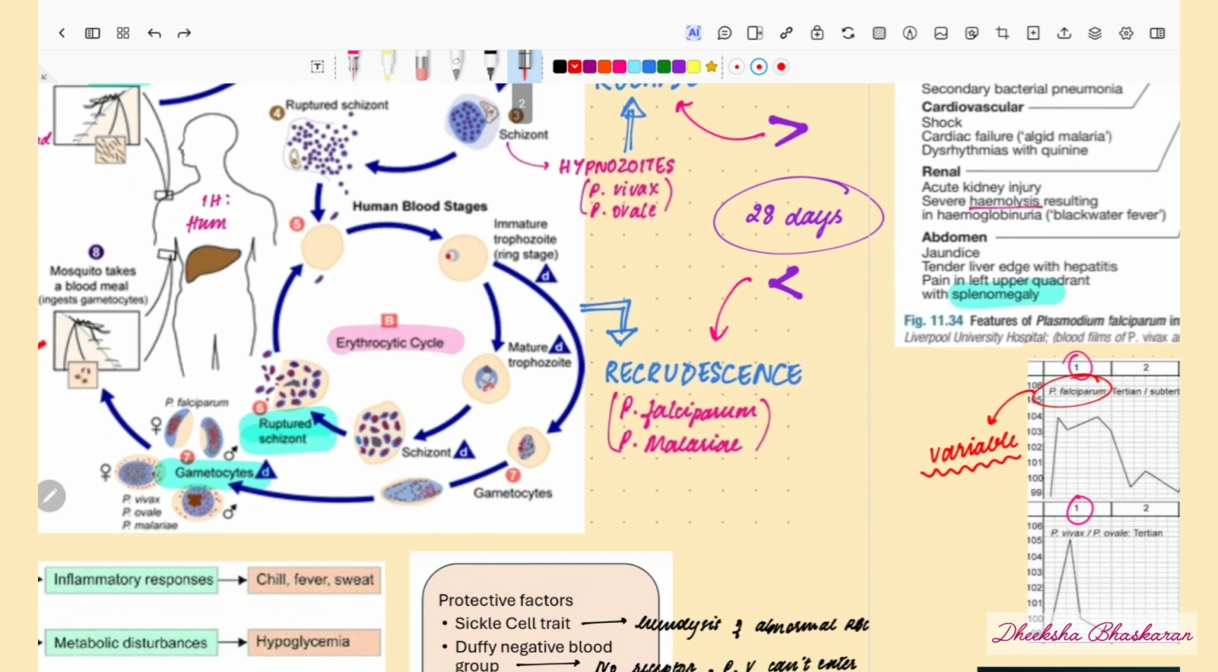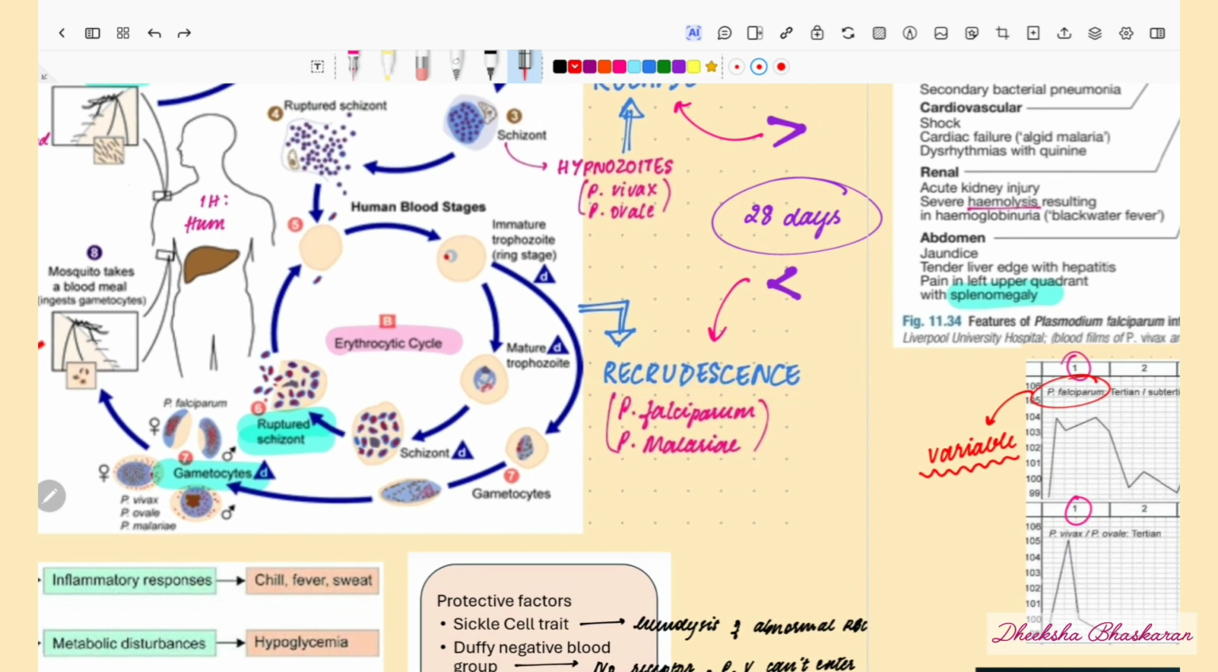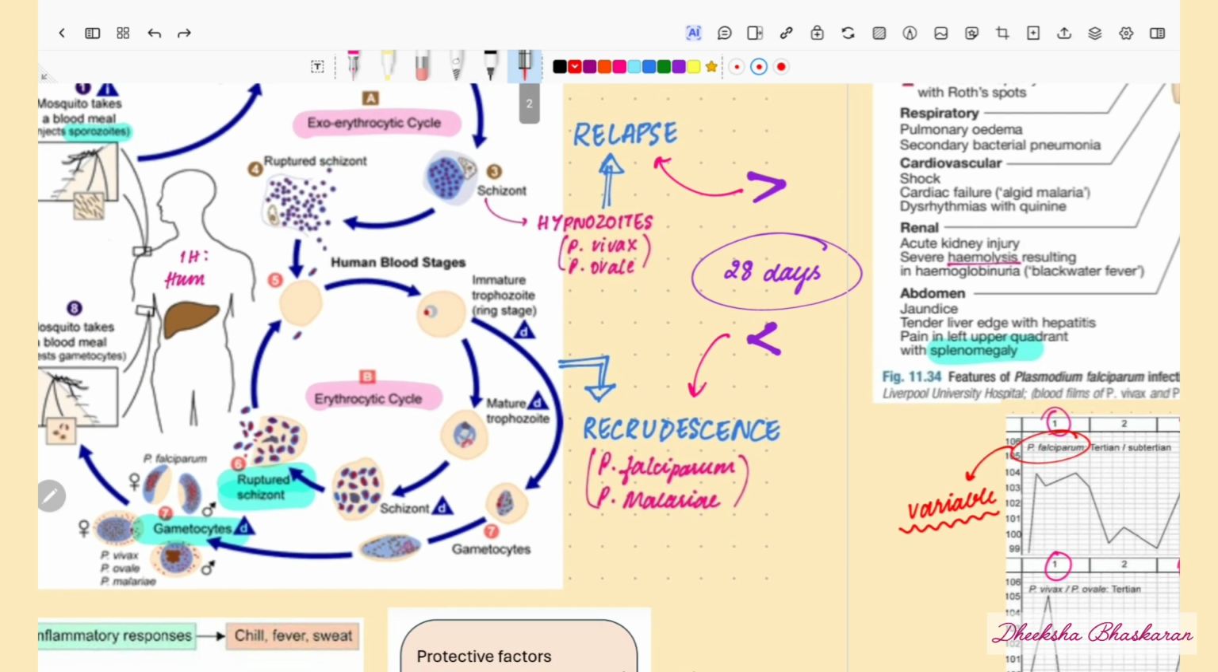Then we have something called recrudescence. It mostly occurs in Plasmodium falciparum. What happens here is, if the person has developed malaria and is not adequately treated, he can develop the disease later on. What do we mean by inadequately treated? He could be drug resistant, he could have received inadequate doses of the drug, he could have not been compliant, he would have not taken the drug properly, all of these.